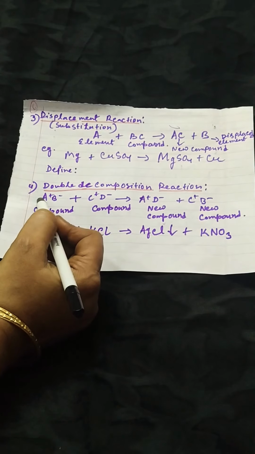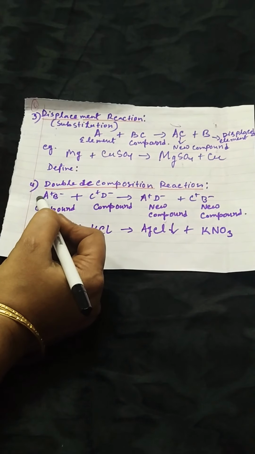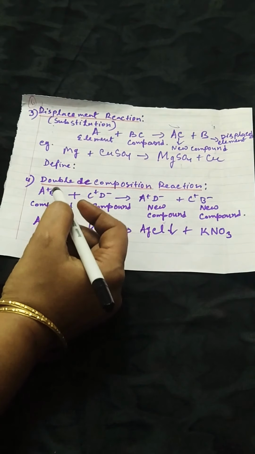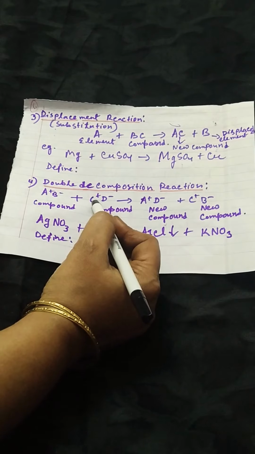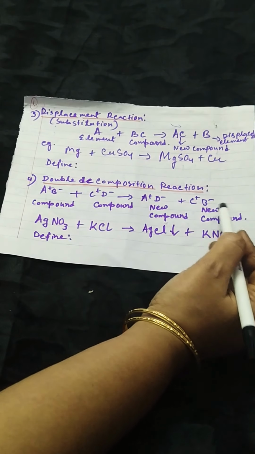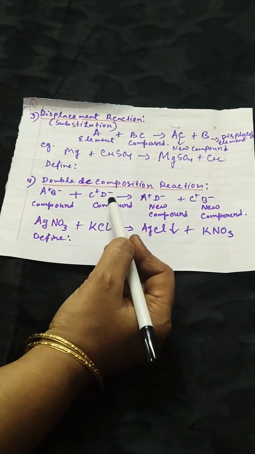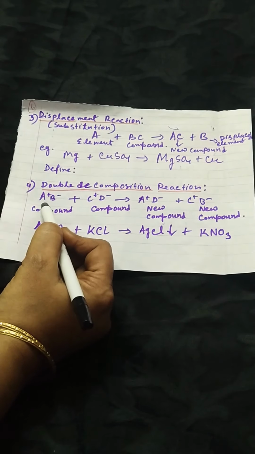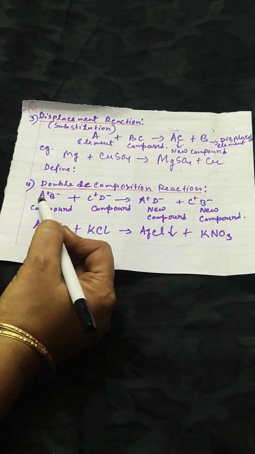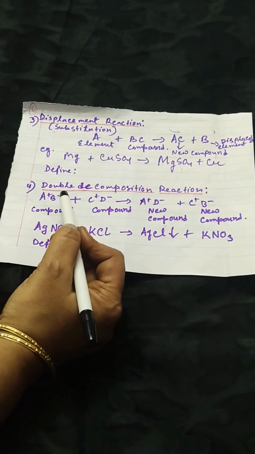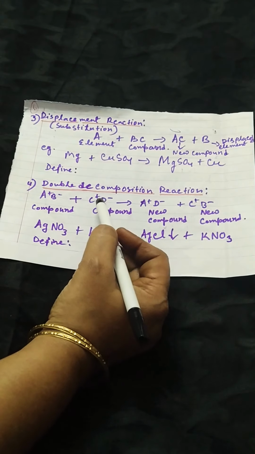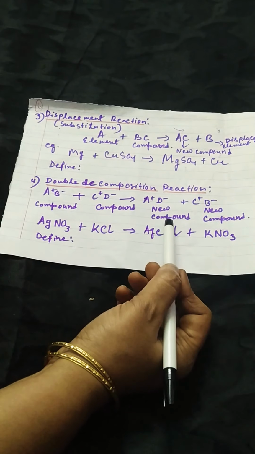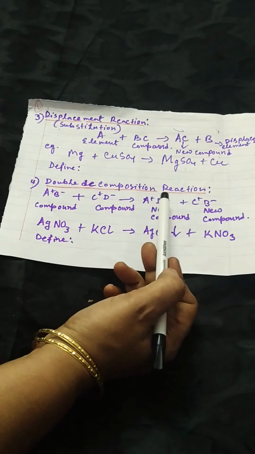Then the positive part of AB, A plus, will combine with D minus to give us A plus D minus, and B minus will combine with C plus to give us C plus B minus. Here two times decomposition is occurring. One is the decomposition of AB into A and B, another is decomposition of CD into C and D. So this type of reaction is known as double decomposition reaction.